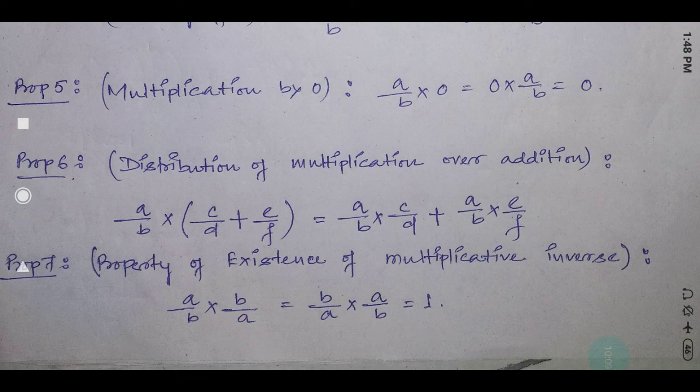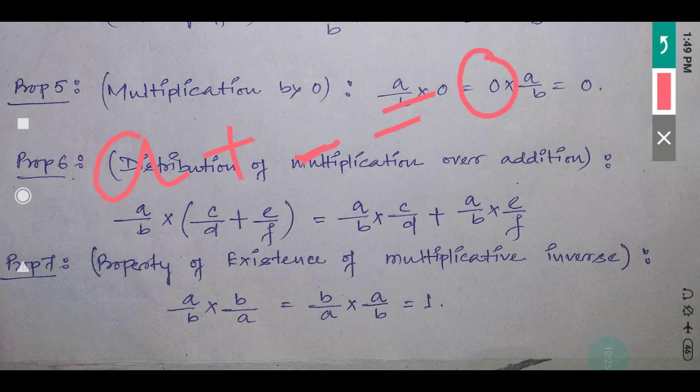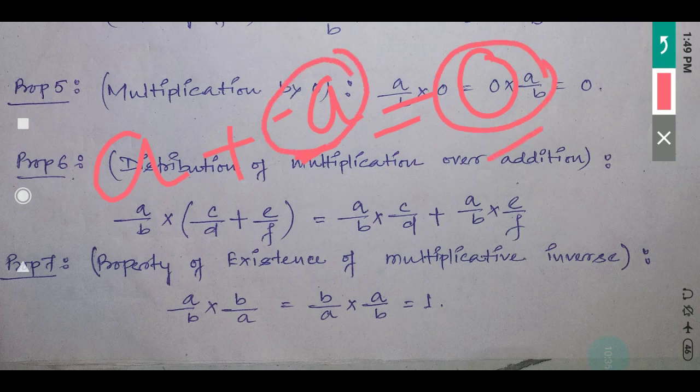Now, seventh property, property of existence of multiplicative inverse. You remember now? Additive inverse we have got in case of addition. That means for any number A, what number do you have to add so that your result will be 0? That means with A, if you add minus A, the negative of that number, then only you will get 0. So this minus A is called the negative of that rational number, or additive inverse.